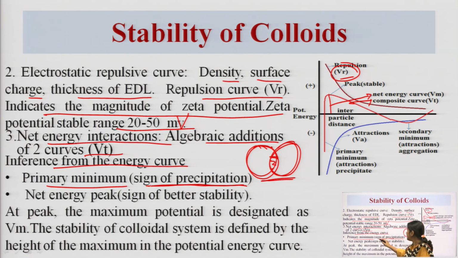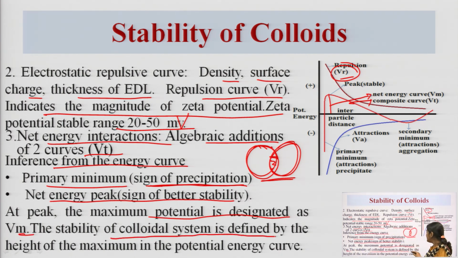The net energy peak is the sign of better stability, and it is denoted by Vm. At the peak, the maximum potential is designated as Vm. The stability of the colloidal system can be defined by the height of the maximum in the potential energy curve.